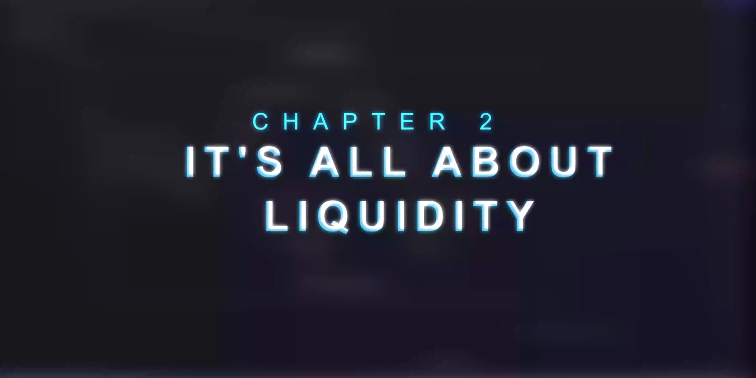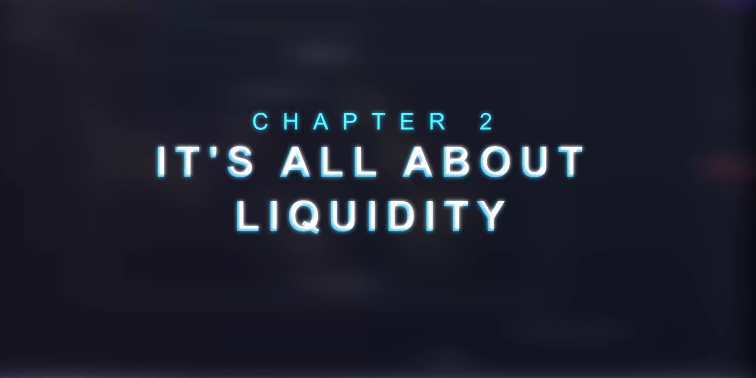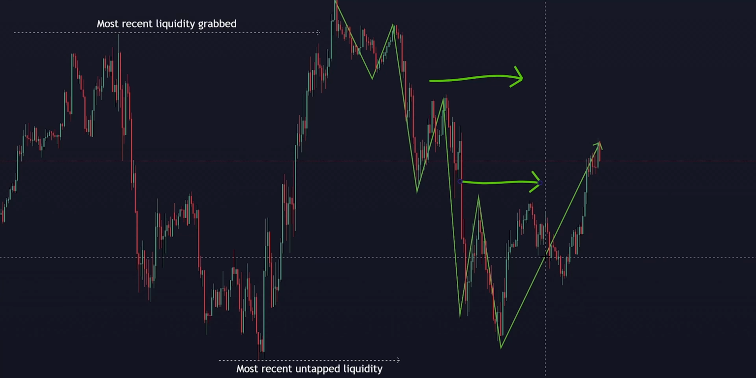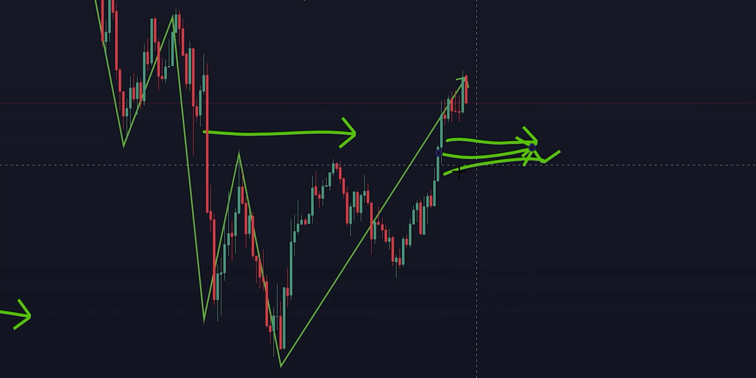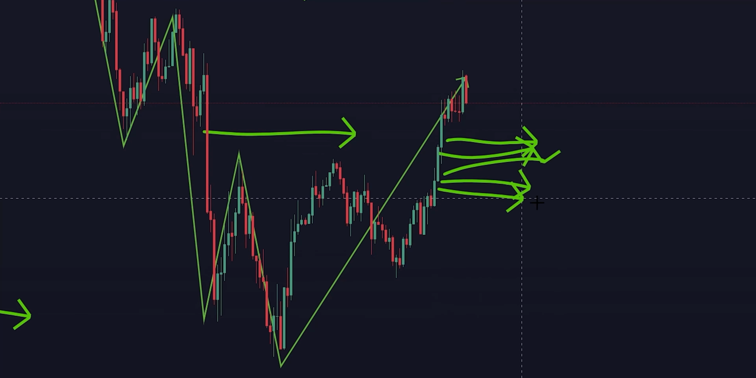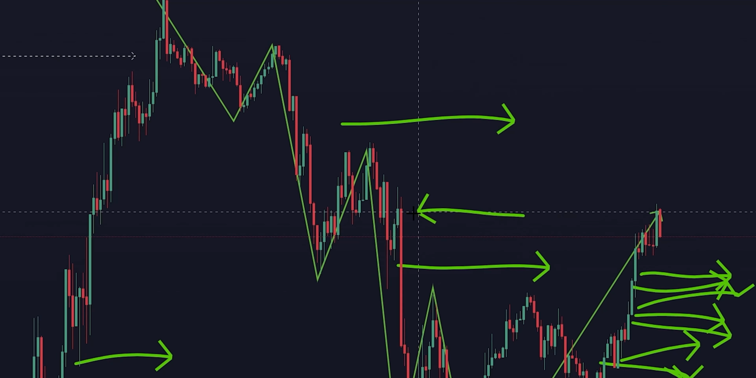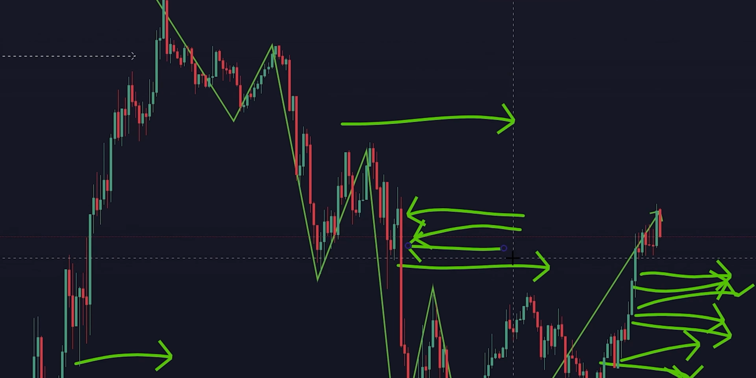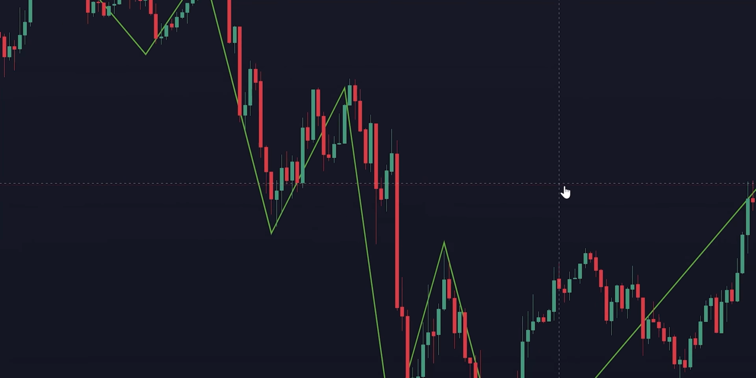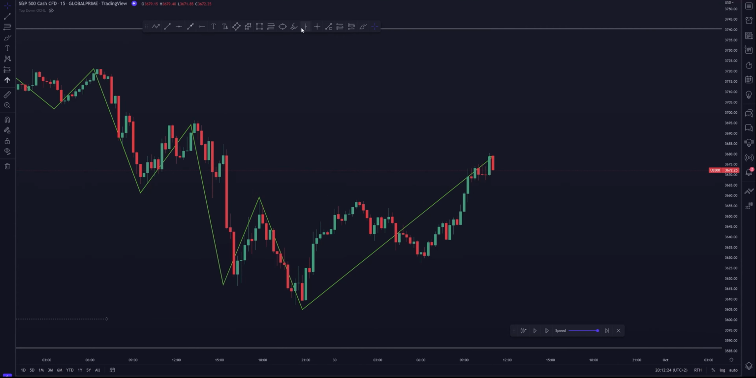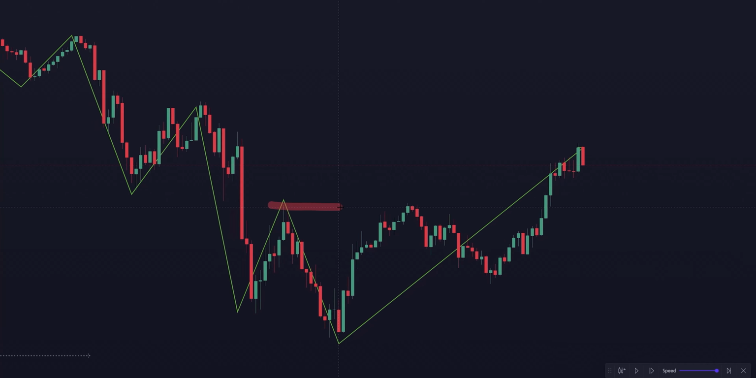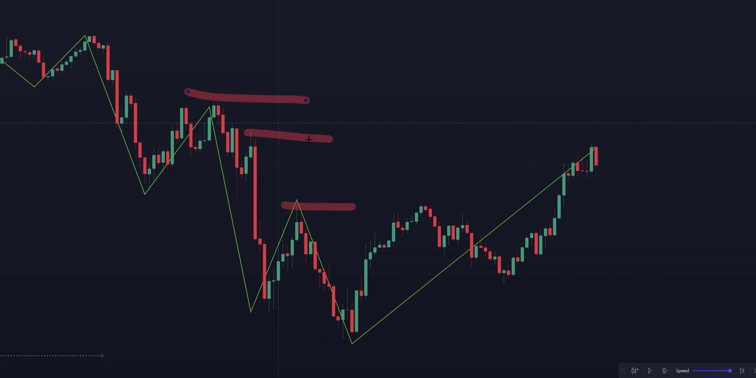Chapter number 2, it's all about liquidity. Above every high, there are going to be buy stops, and below every low, sell stops. Not only that, but there are also buy limits around a bullish imbalance or a bullish structure, and sell limits within a bearish imbalance or structure. So this means that if the smart money wants to go lower, they want to grab as much liquidity as possible above the old highs, since they want to match their sell limits with buy stops.